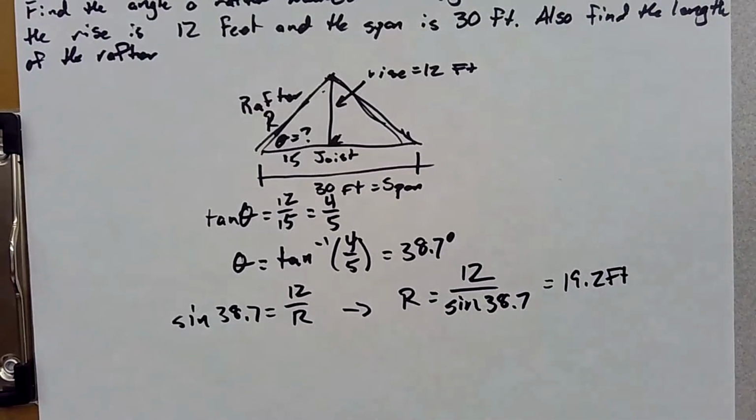And we'll just double check that with the Pythagorean theorem. Square root of 12 squared plus 15 squared is 19.209. So yeah, either way we get a good answer.